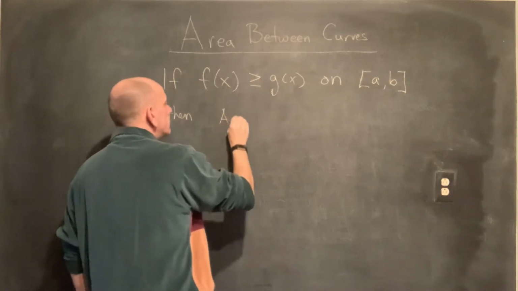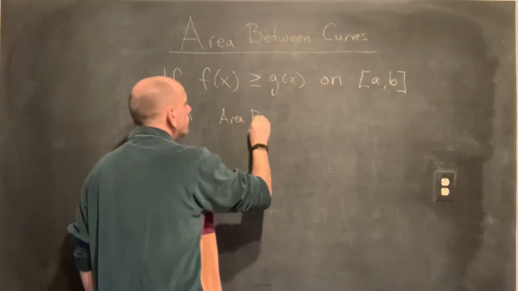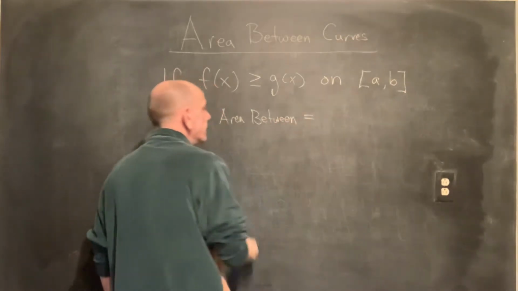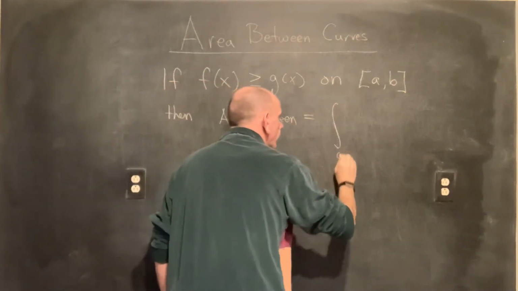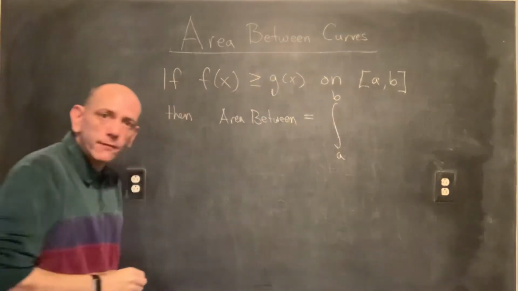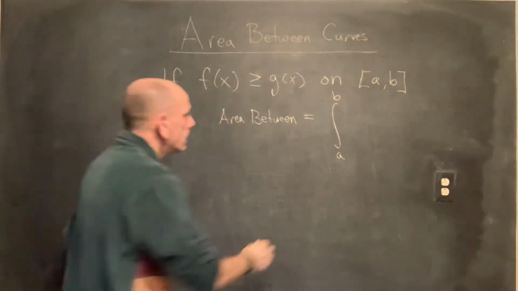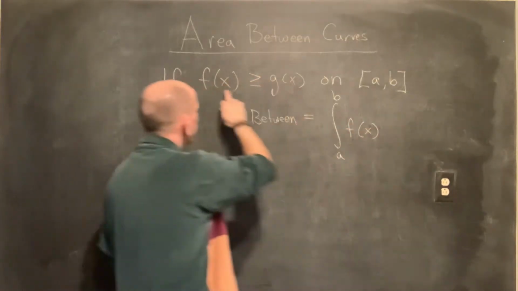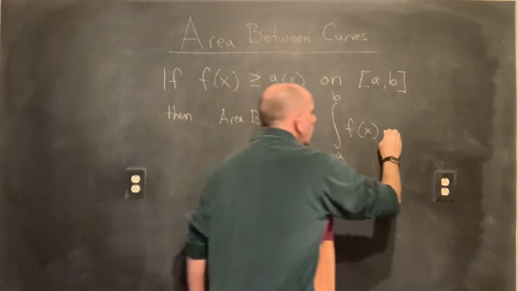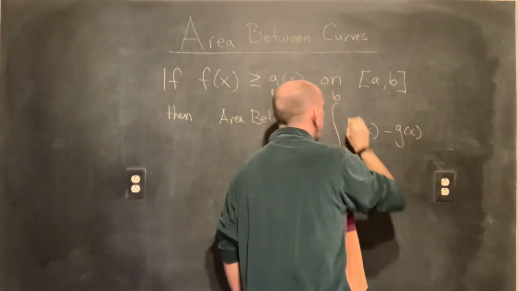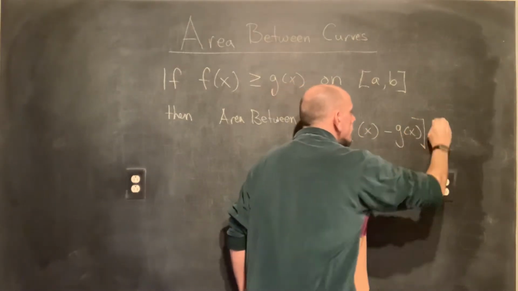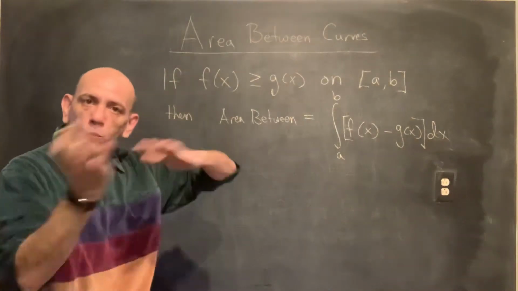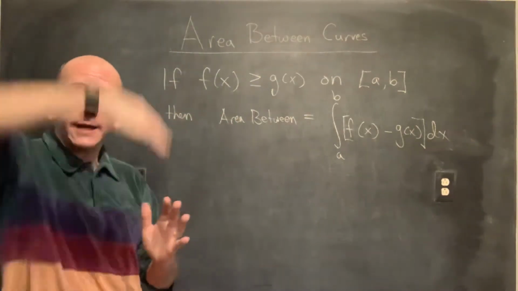the area between is the integral from a to b. So we've got a definite integral, we're finding an area. Integral from a to b of f of x, our greater function on that interval, minus g of x dx, or f of y minus g of y dy, depending on whether we're looking at it dx or dy.